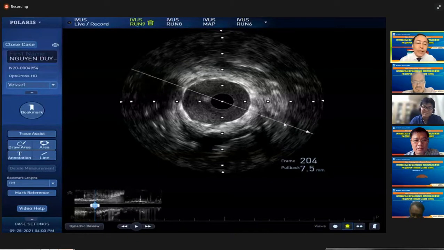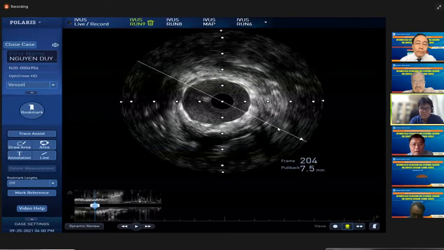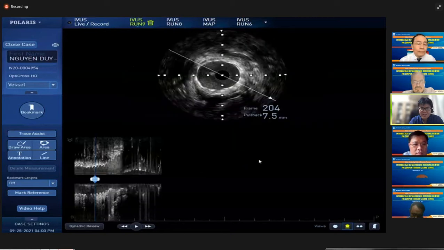We cannot see the guide wire. Can you see the guide wire? Yeah. So Dr. Boo, could you show us the IVUS image at the ostium of the circumflex?